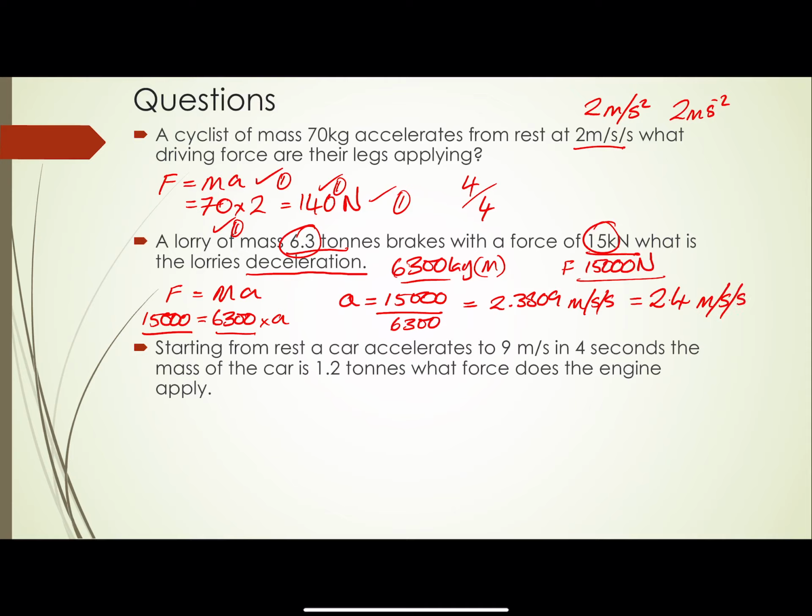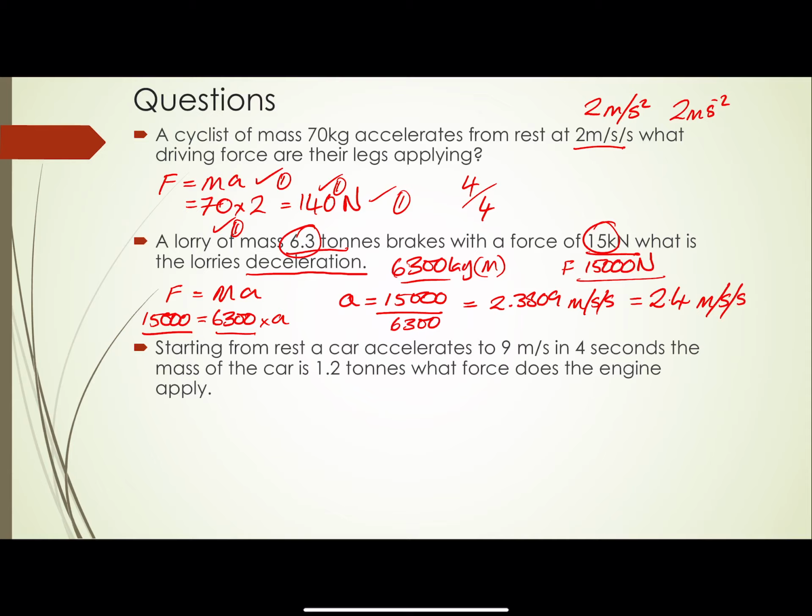And it's asked for the deceleration. It's slowing down because it's applied the brakes. So the deceleration is 2.4 meters per second squared. If it had asked for the acceleration, I would have had to put a minus 2.4 meters per second squared. Okay, on with the last question then.